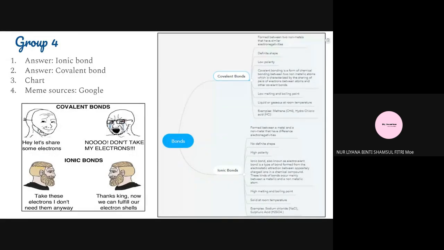Covalent bonding is a form of chemical bonding between two nonmetallic atoms, characterized by the sharing of pairs of electrons between atoms and other covalent bonds. It has low melting and boiling points. It is liquid or gaseous at room temperature. The examples are methane and hydrochloric acid.